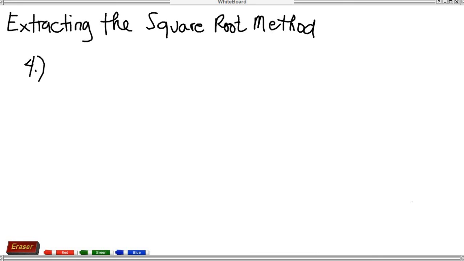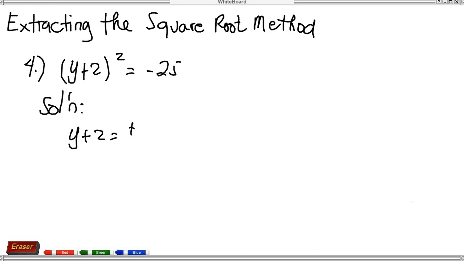Example number 4. We have (y + 2)^2 = −25. So again you have y + 2 equals plus or minus the square root of −25. Since we have a negative value inside the square root, that means the value is imaginary. Also take note that 25 is a perfect square. So we'll have y + 2 = ±5i.